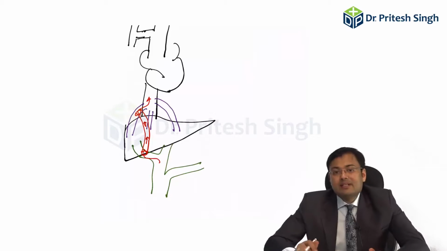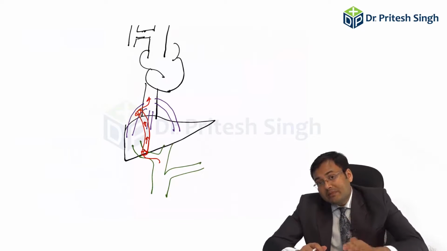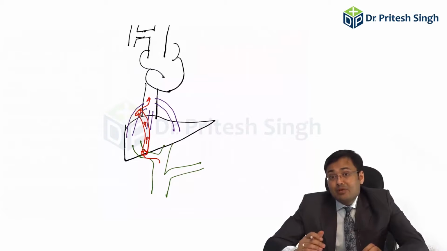And if this blood starts going directly into IVC, what will happen? The portal pressure comes down. And whatever the complications are there, because of increased portal pressure, those are going to subside. This is the simple advantage of TIPS.